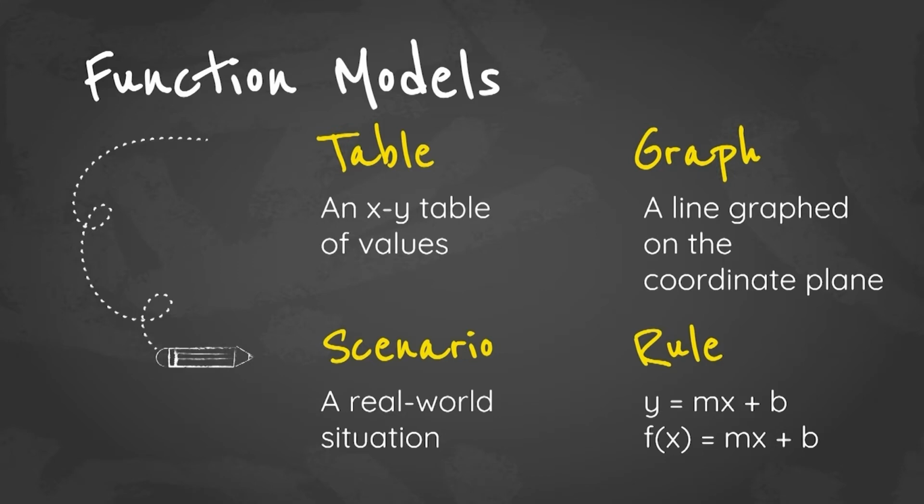Now, before you might have seen these rules as y equals mx plus b or slope-intercept form, but today we're going to look at them in function notation where it says f of x equals mx plus b, with that f of x replacing that y being that function notation.